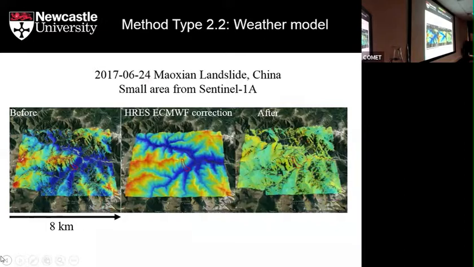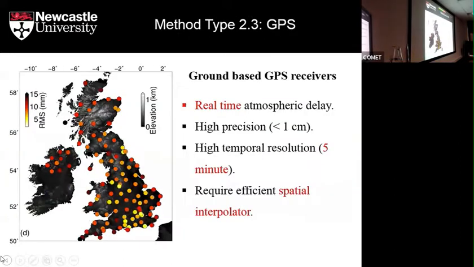And finally, we want to introduce the ground-based GPS receiver. The GPS receiver can provide real-time atmospheric delay, very high accuracy, and very high temporal resolution, only 5 minutes. So it's very high temporal resolution and also continuous. But because this is an example of the UK, this is all the GPS receivers around the UK.